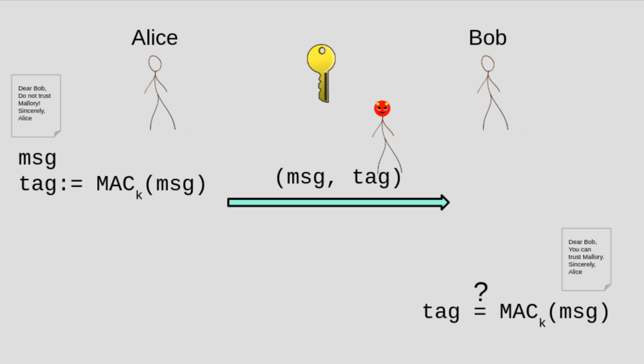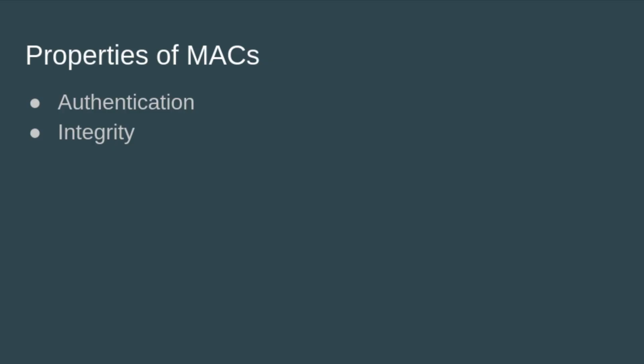If an attacker tries to modify the message en route, the MAC that Bob computes will not equal the tag that is sent on the wire. And because the attacker does not have access to the secret key, the attacker cannot produce a new valid tag after modifying the message. The two properties of MACs that we would like are authentication and integrity.